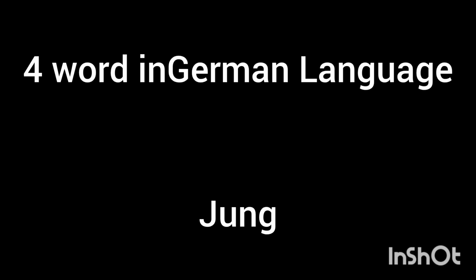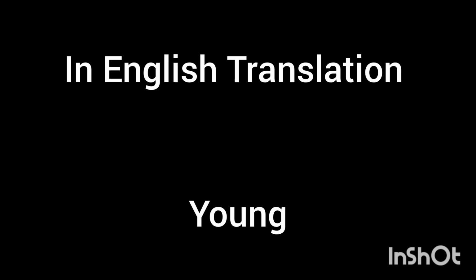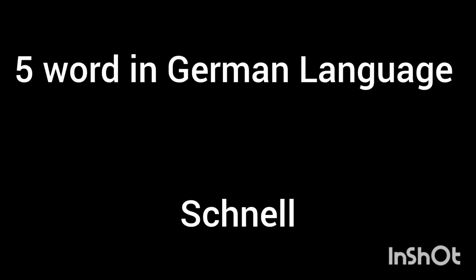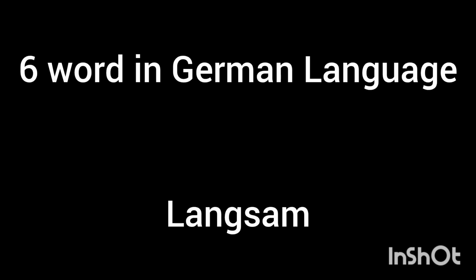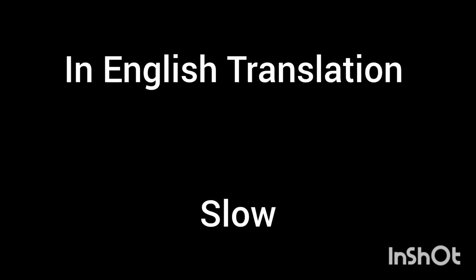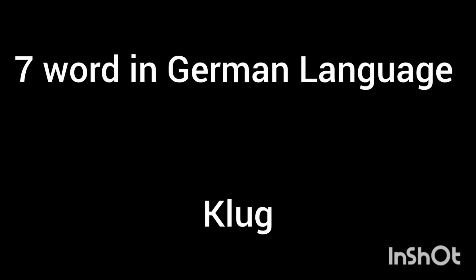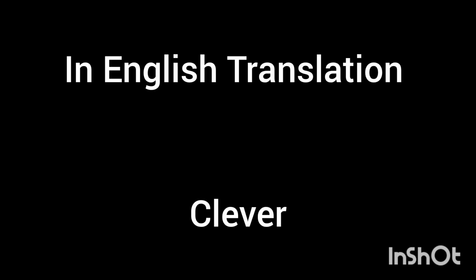Fourth word in German language is jung. In English, we say it young. Fifth word in German language is schnell. In English, we say it fast. Sixth word in German language is langsam. In English, we say it slow. Seventh word in German language is klug. In English, we say it clever.